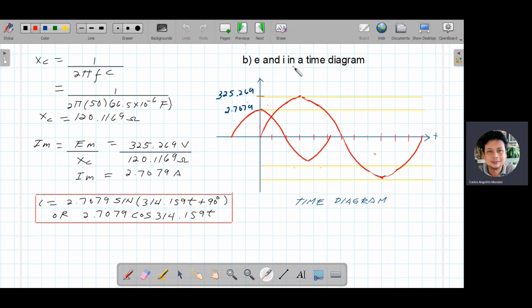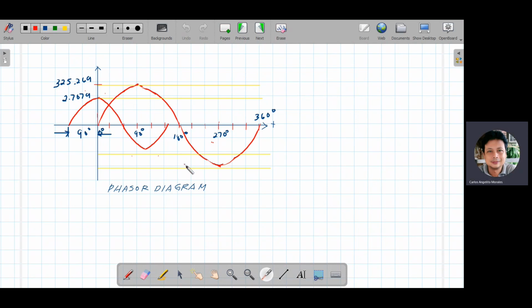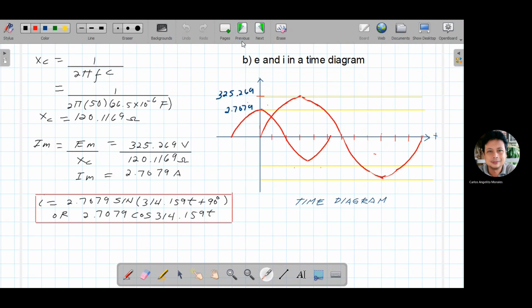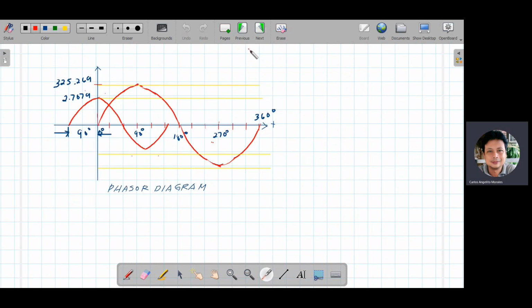So, E and I in time diagram. So, this is capacitive. Nauuna yung current ng 90 degrees, no, sa voltage na in phase sa 0, 180, 360. Ito yung diagram. Time diagram pala ito, no? Time diagram yan. Ito yung phasor diagram. Angle lang nakalagay pag phasor diagram.